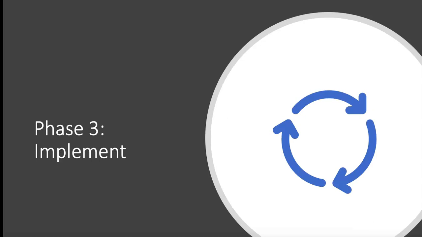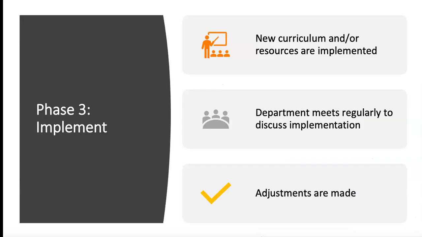The next phase is the implementation of the new program. Phase 3 involves implementing the program in the courses identified and meeting regularly to discuss the progress of the implementation. During this phase, slight changes may be made to pacing or other minor aspects of the curriculum developed.